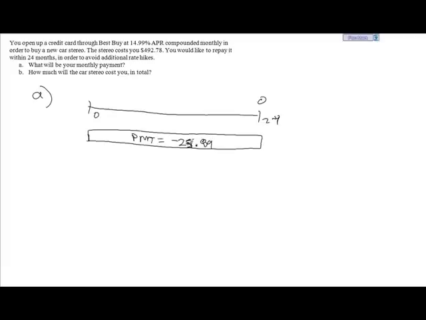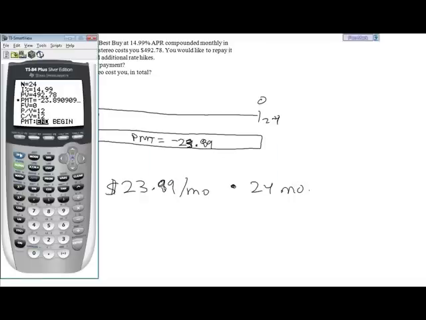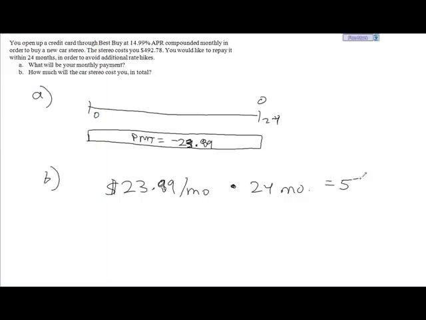Now one thing we can expect is this payment is set up to make sure to pay off all interest that's accumulated over that time period. So if we take this payment, because this is the only out-of-pocket expense, $23.89 per month, and we multiply it by the number of months we pay it for, 24 months, we can figure out the total that we paid out of pocket. So I'll come over here and I'll do $23.89 times 24, and that gives me $573.36. So that's the total price of the stereo.